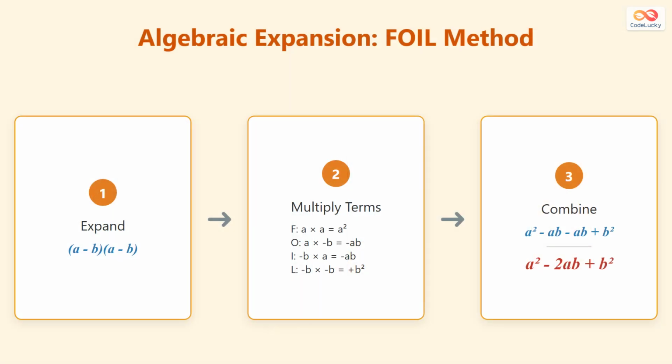Now, let's derive it using algebra. We can expand (a − b)² by multiplying (a − b) by itself. Using the FOIL method, we multiply the first terms to get a squared. Then the outer terms give us minus ab, the inner terms also give us minus ab, and finally the last terms, minus b times minus b, give us positive b squared. Combining the middle terms gives us the final formula.